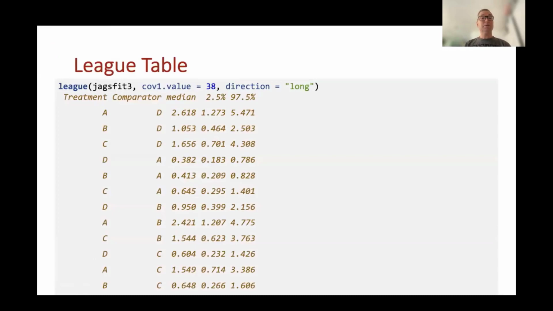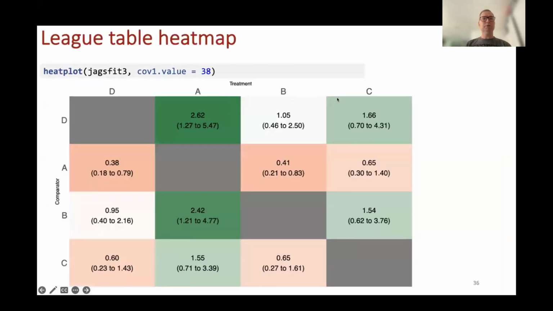And then we can also produce league tables, either a league table in a wide format, or in a long format. As we have a network meta-regression, we have to specify a value for the covariate that we would like to calculate these values for. Another nice presentation is using a heat plot, so a league table as a heat plot, and again for the same covariate value. Here we can then directly see all comparisons for various combinations of two treatments.